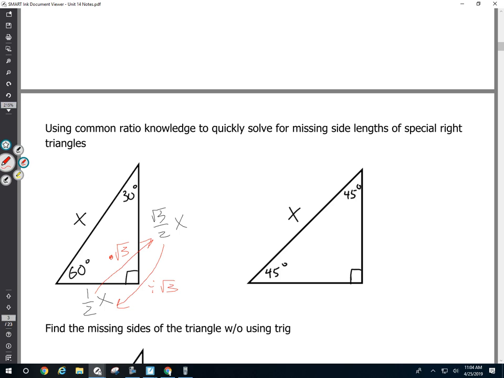Okay, let's look at if I'm given the long side. Or let's say I have the short side and I want to find the hypotenuse. What do I do to 1/2 to turn it into 1? Multiply by 2. And if I want to go the other way around, I would divide it by 2.